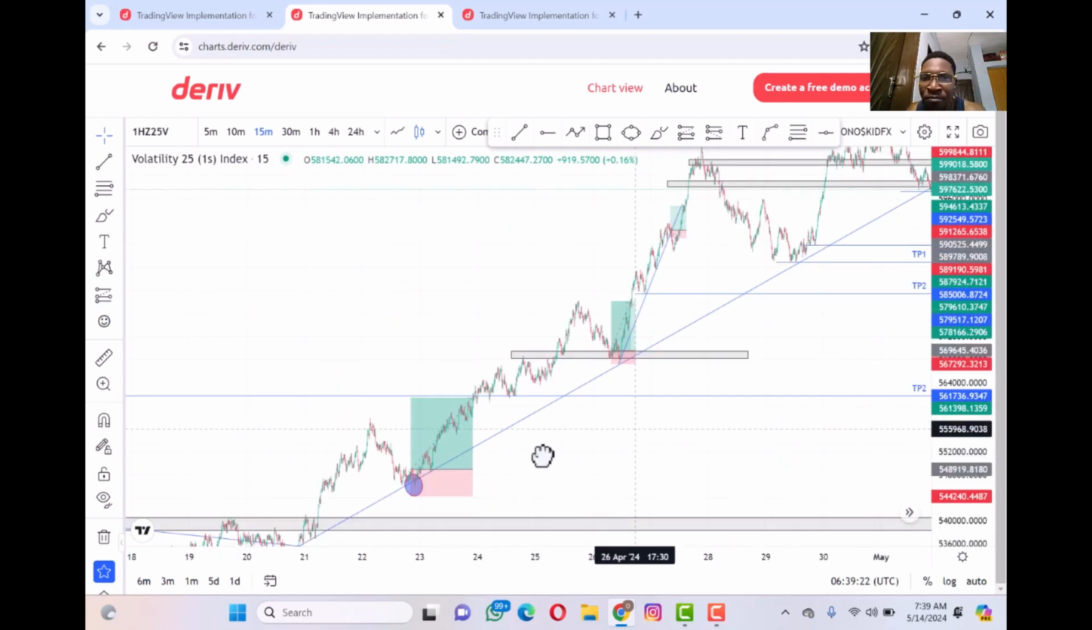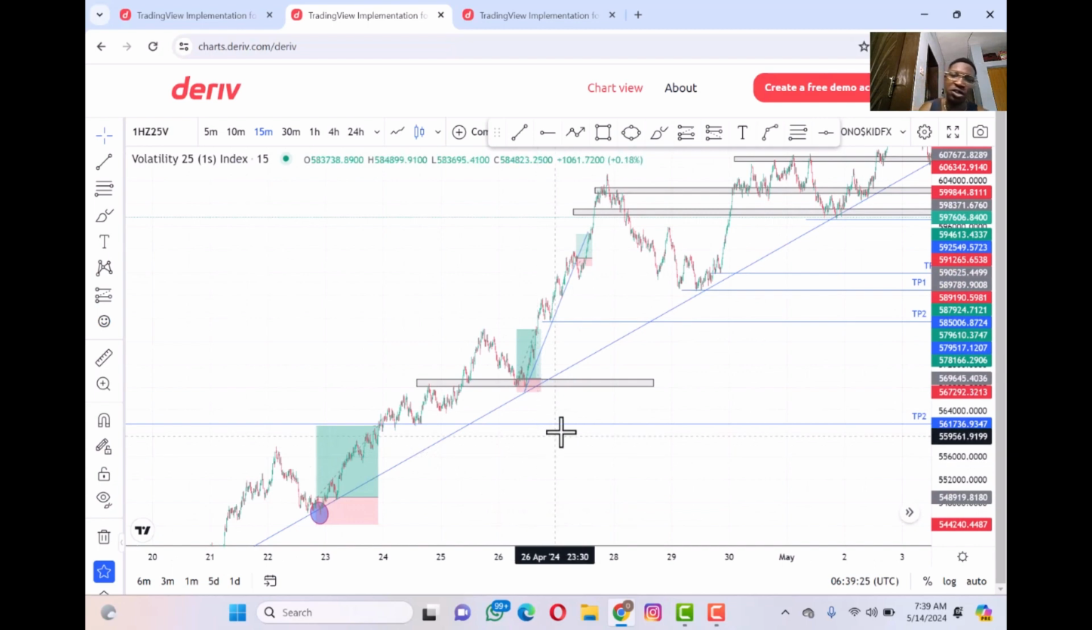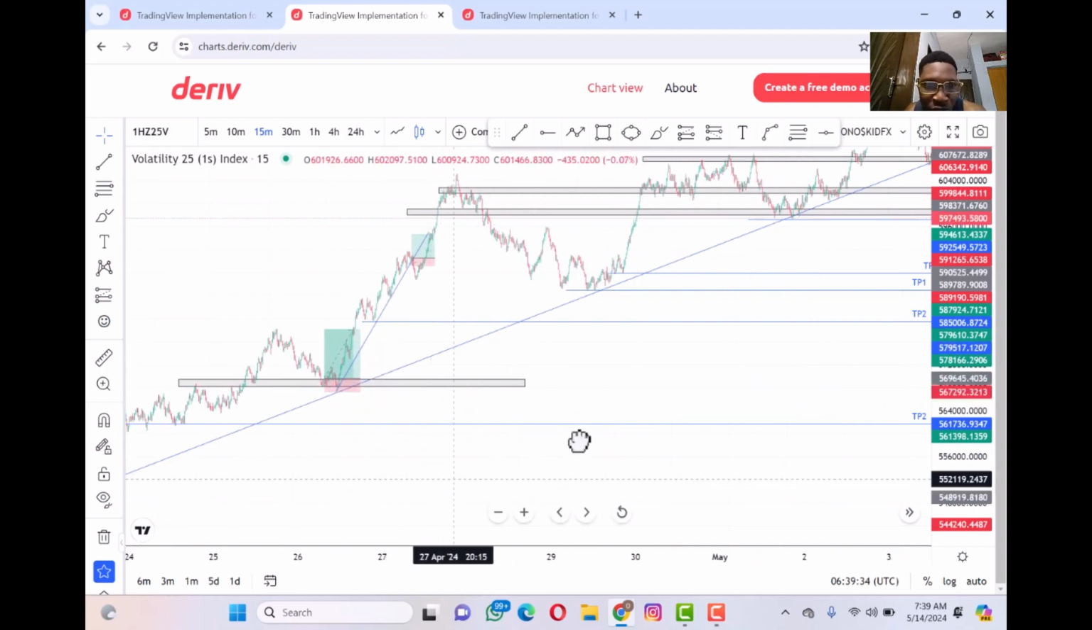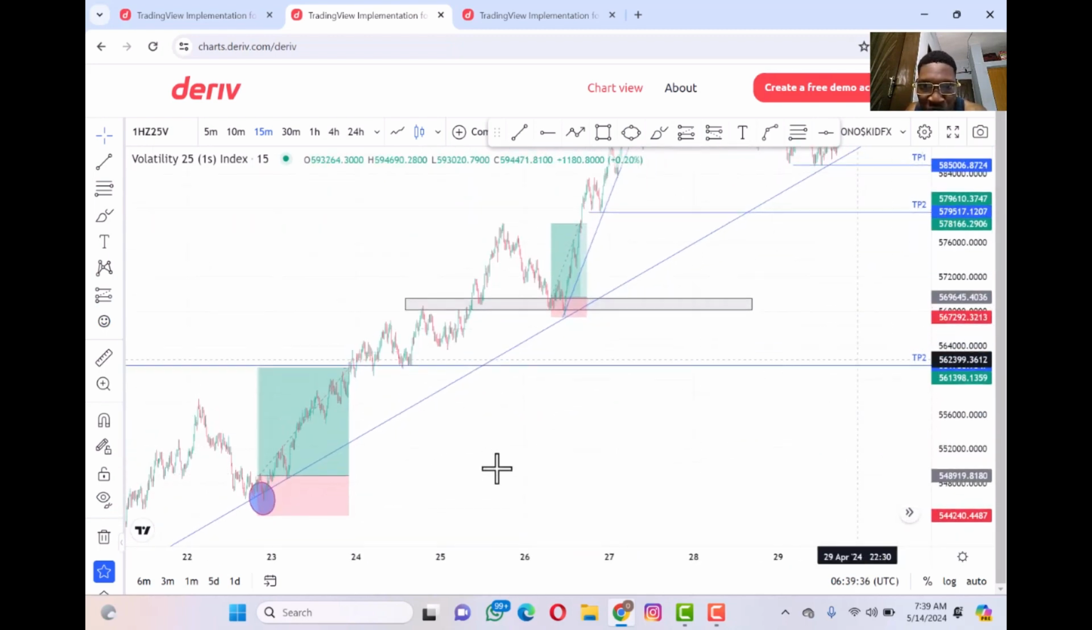And most of the time, another thing you should pay attention to is your confluence. What do I mean by confluence? Having multiple reasons why you are making your decision. So you can see that when it came down to retest this, I had a lot of reasons why I should continue with my entry.